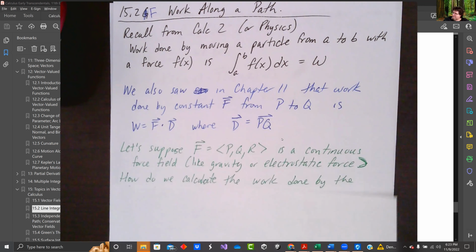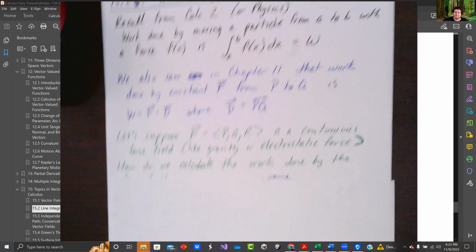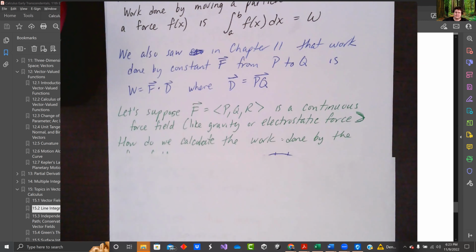How do we kick that up when we've got a force field, not just a force, like gravity or electrostatic force?